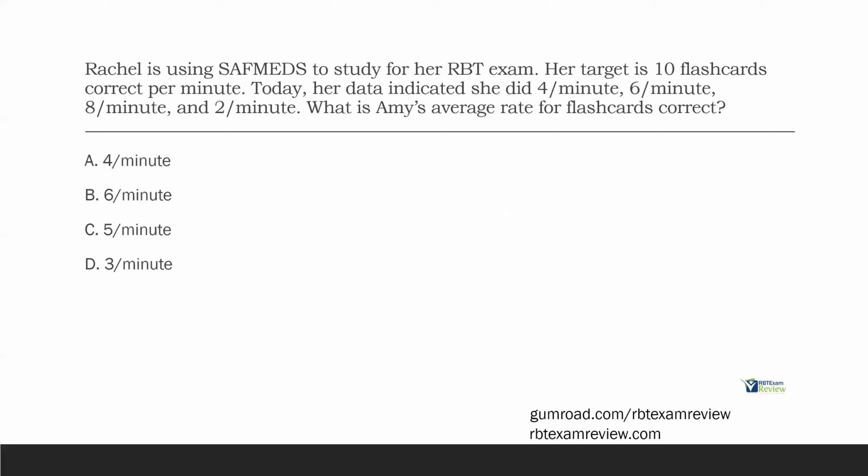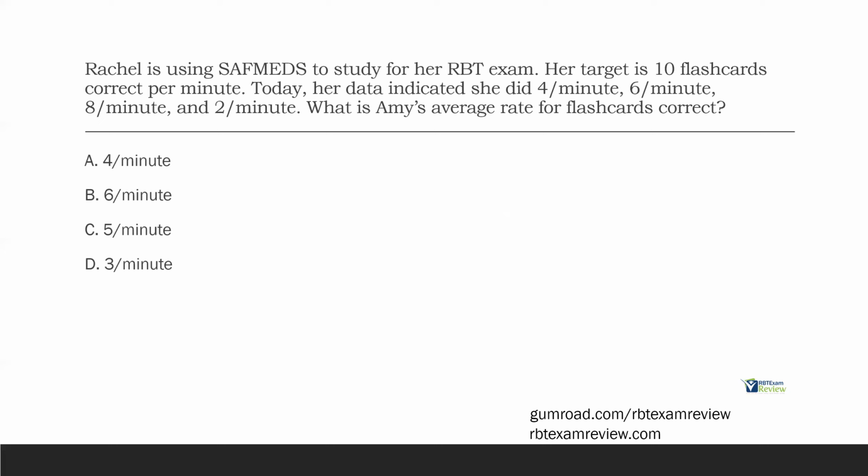But what is our question asking? Our question is asking about the average rate for flashcards correct. What is rate? Rate is frequency over time. So we need our frequency and then our time component, okay? And then we're looking for the average. How do we find an average? Well, to find an average, you add up all of your data and then you divide it by the total number of trials or intervals or data points, okay?